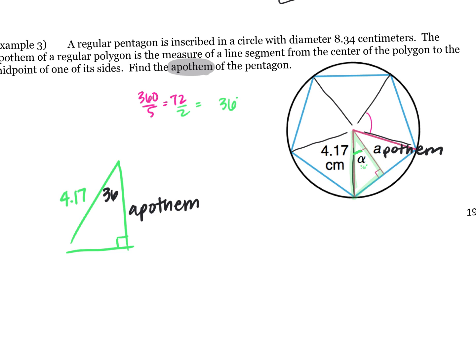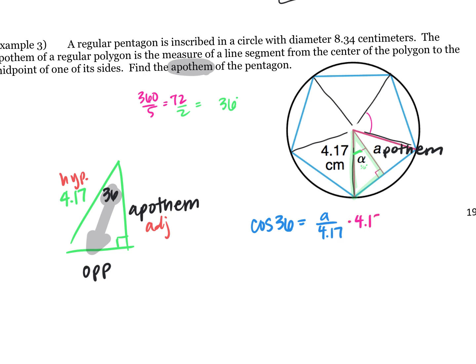Agreed, well done. He's saying, okay, SOHCAHTOA, do we know what the opposite is? Nope. But the apothem happens to be the adjacent, and 4.17 is the hypotenuse. Well said. Then we got to go cosine. The cosine of my angle, and again, that angle came from doing 360 divided by 10. Cosine of my angle would be what over what? Apothem over 4.17.